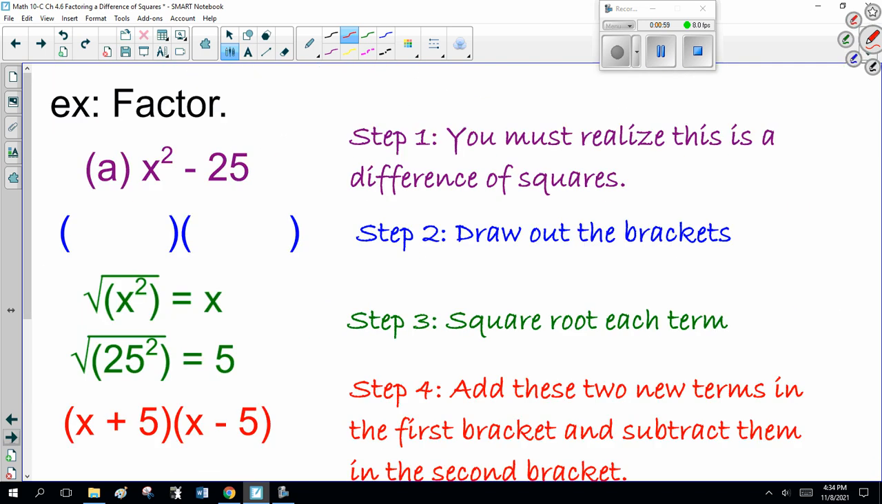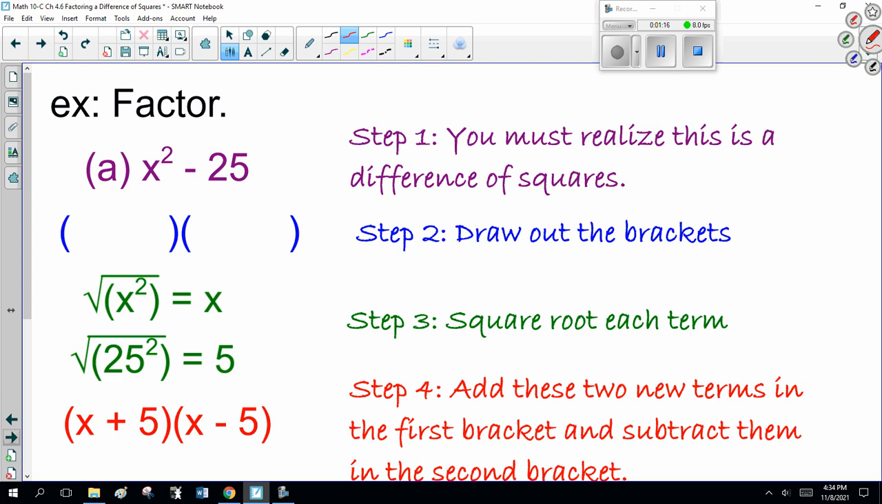Here's the shortcut, pay attention. If I ask you to factor x squared minus 25, step 1, you must realize this is a difference of squares. Step 2, draw out the brackets. Step 3, square root each term. Square root of x squared is x. Square root of 25 is 5.